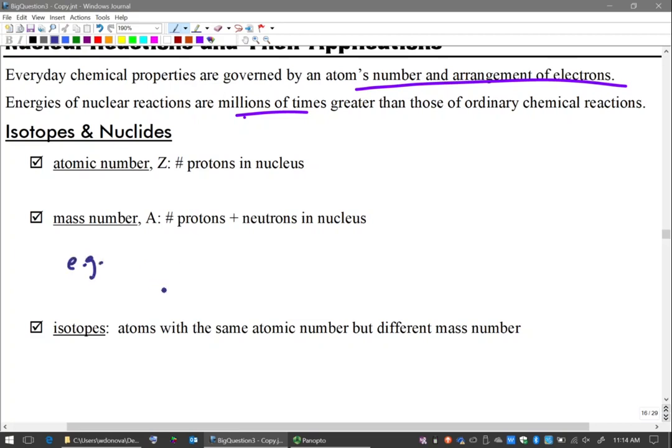So, for example, if we were to write this as a symbol, here's the symbol for a particular kind of atom. That symbol has the atomic number on the bottom, the mass number on the top. So mass number on top, atomic number on the bottom. That's how we write those. Mass number on top, atomic number on the bottom. How many neutrons are there in that atom? We know it has 6 protons because the atomic number is 6.